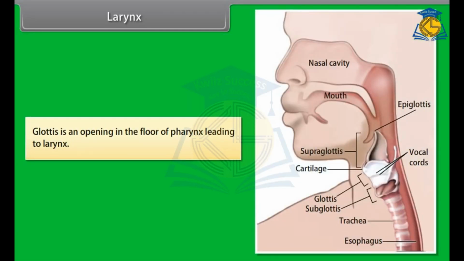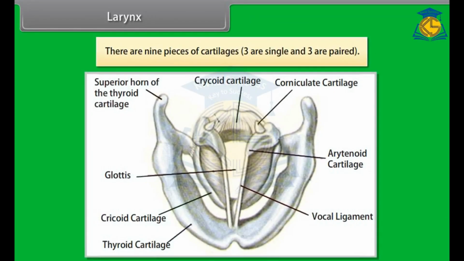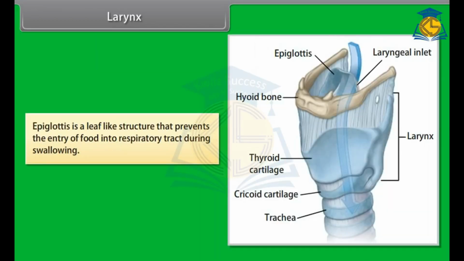Glottis is an opening in the floor of pharynx leading to larynx. There are 9 pieces of cartilages: 3 are single and 3 are paired. Epiglottis is a leaf-like structure that prevents the entry of food into the respiratory tract during swallowing.